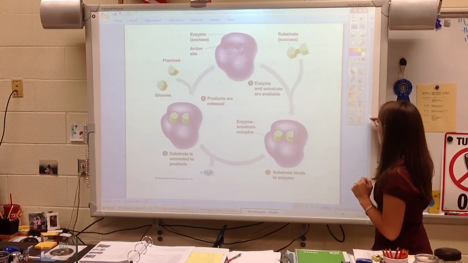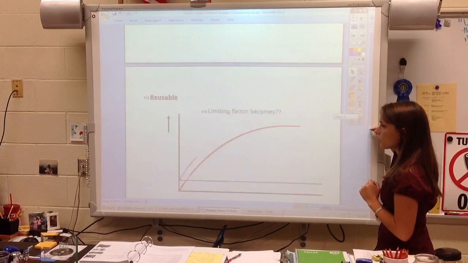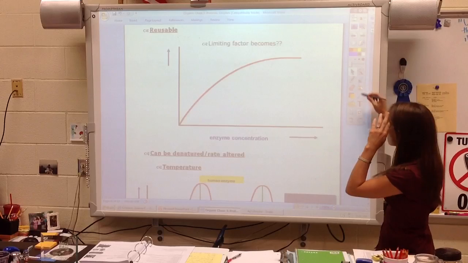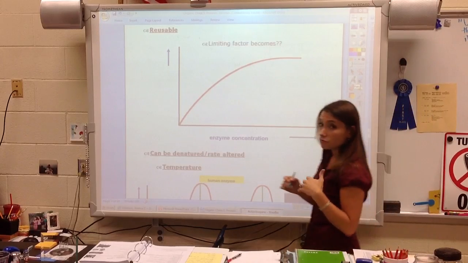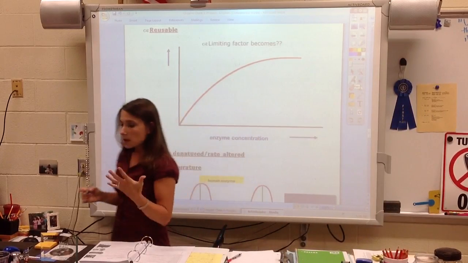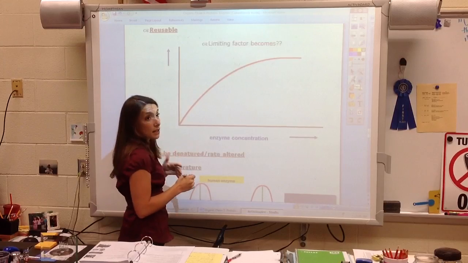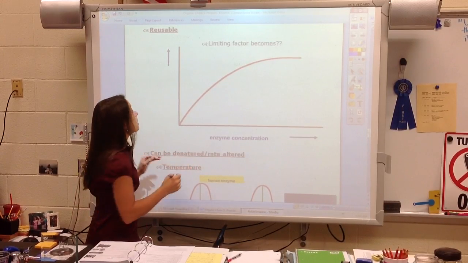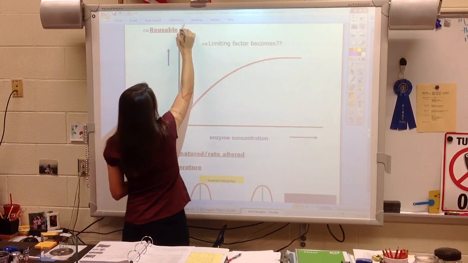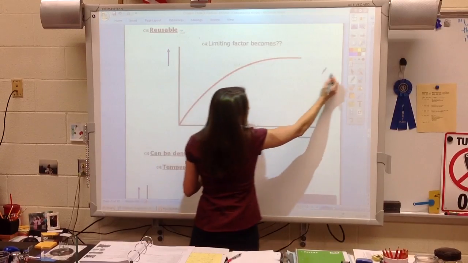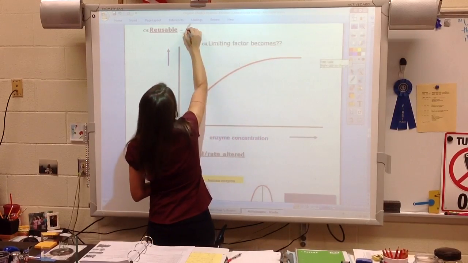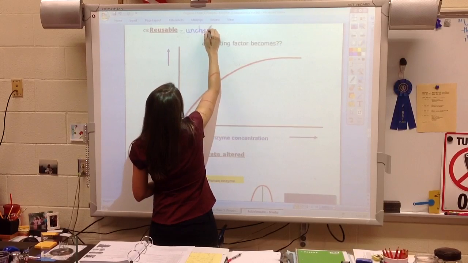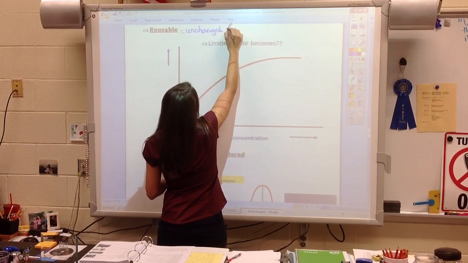And so we want to continue our discussion of enzymes by talking about two other properties. The first is that enzymes are reusable. If you think about something being reusable, it means it can perform its job again and again and again. And so the reason that enzymes are reusable is that enzymes are what we call unchanged during the reaction.